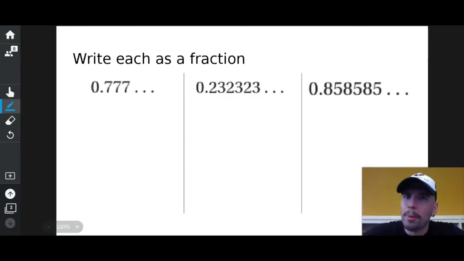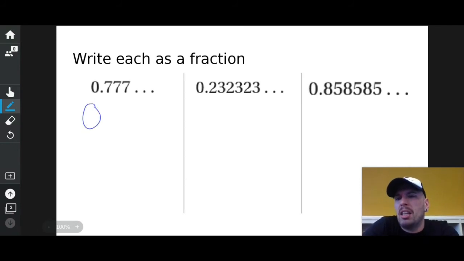0.55555555555. Oh, look, more repeating. So 0.77777 is the same exact thing as 0.7 with a line over it. And if I want to turn that into a fraction, you would make that 7 over 9 because it's just 1 7 being repeated. So put it over 1 9.